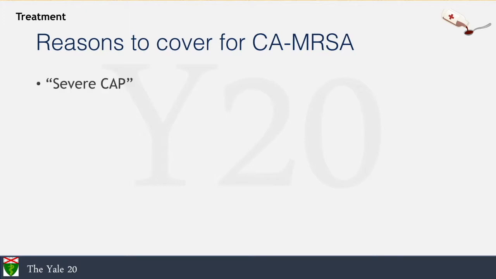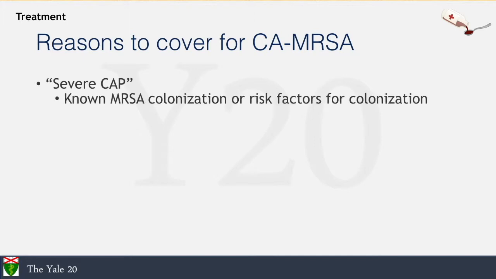I know, right? So let's break it down. What are the reasons to empirically cover for MRSA? First would be patients with known MRSA colonization, such as if they were swabbed during their last hospital admission, or have risk factors for colonization, which is what I was trying to trigger with the injection drug user example.